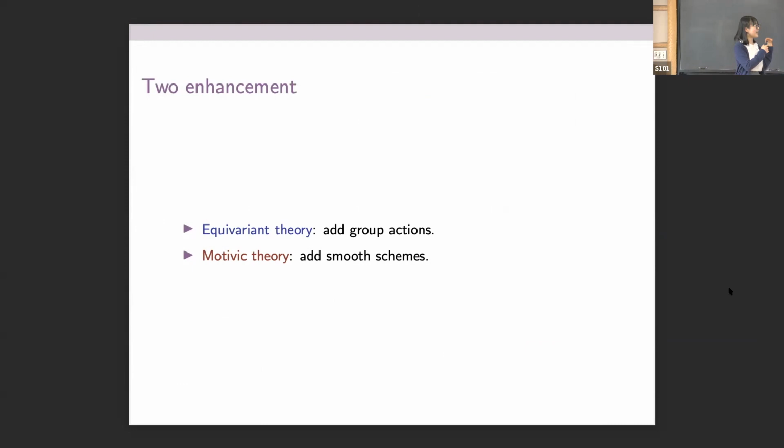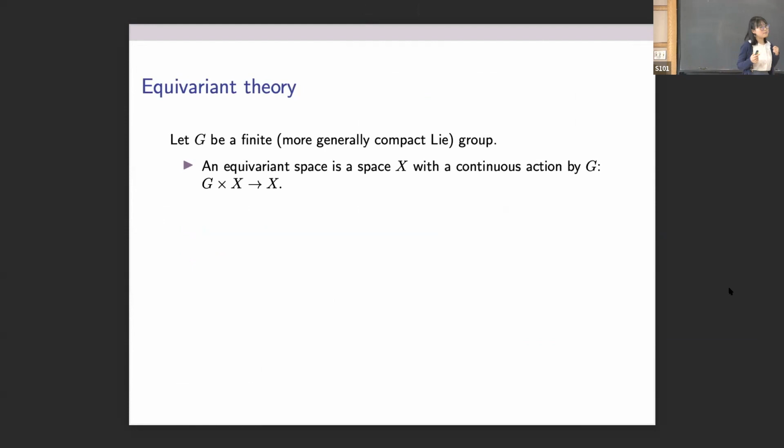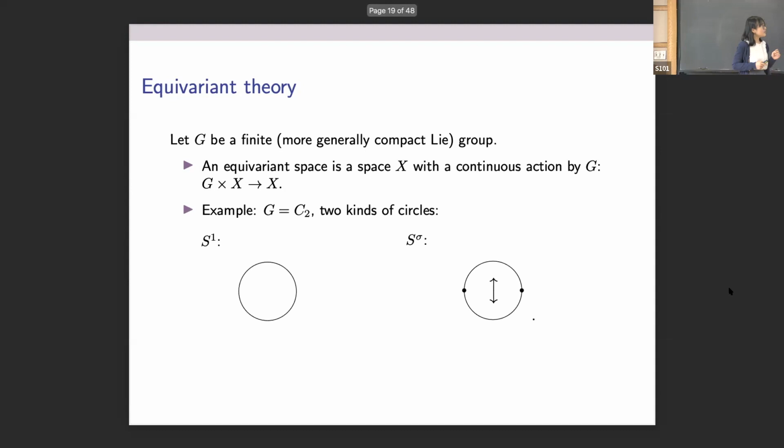So first, equivariant. It's about group actions. An equivariant space is a space with a continuous action by a group G, and here G can be a finite group or a compact Lie group. Examples: here I attach two very understandable examples.